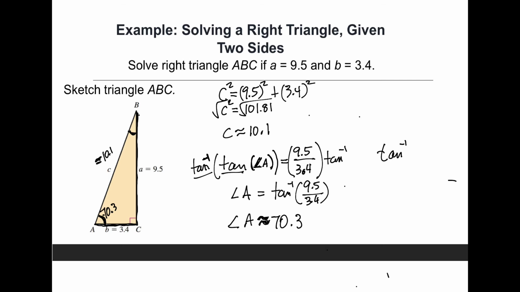And if we go 180 minus 70.3 minus 90, or actually, sorry, we can just take, if this is 90, we know these have to add up to 90, because 90 plus 90 is 180. So if I just go 90 minus 70.3, I get 19.7, and that would be the angle up here. So angle A is 70.3, angle B is 19.7, and C, the hypotenuse, is 10.1.